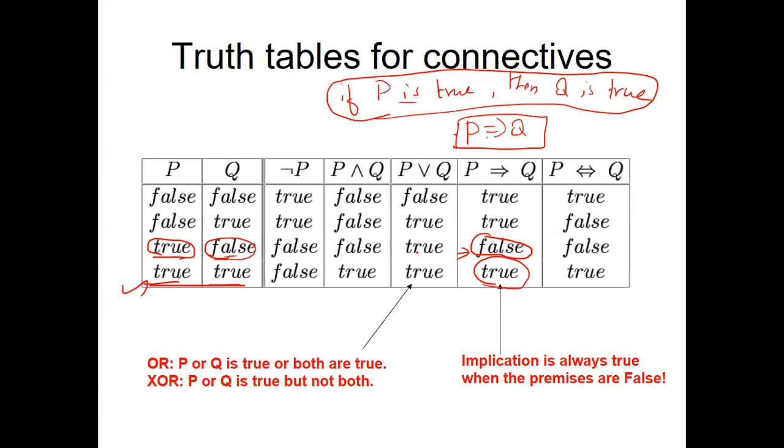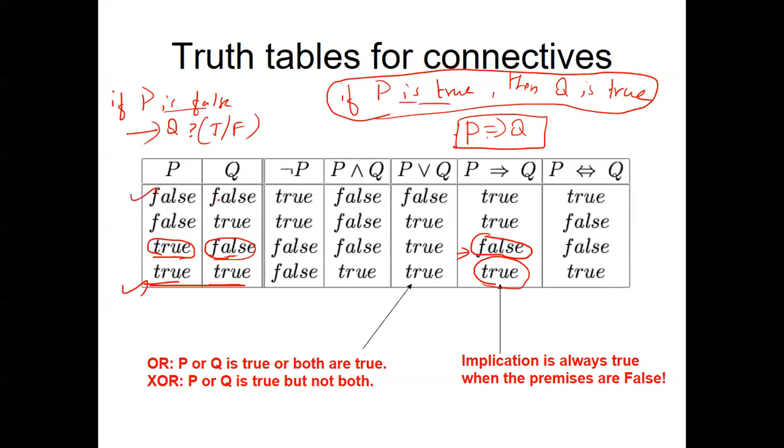Now, what about the other cases? If P is false, then what can Q be? What should Q be? Does the rule say anything? Nothing. The rule P implies Q says that if P is true, then Q is true. If P is false, it is not telling anything about Q. Then it means that if P is false, Q can be anything. Q can be either true or false, right?